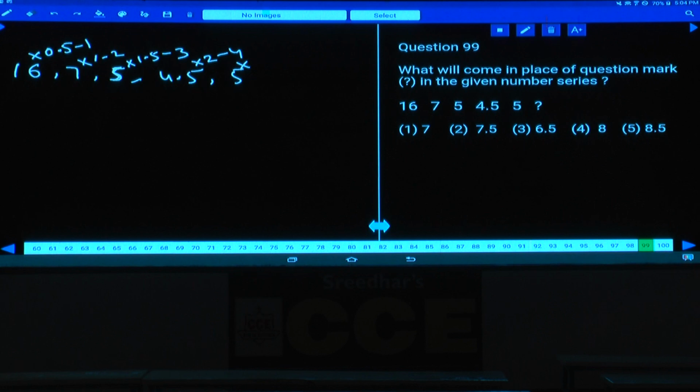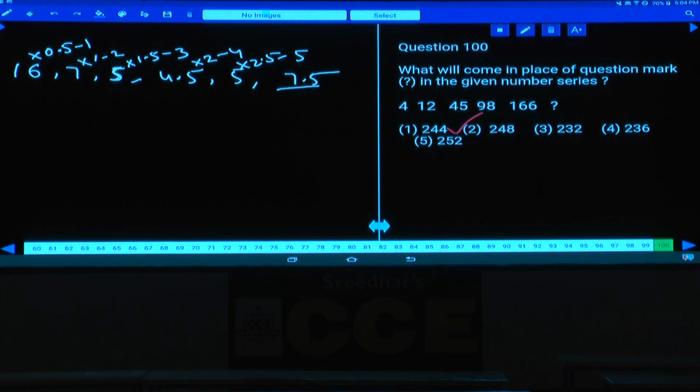Next 5 into 2.5 minus 5. Tell me what is 5 into 2.5 minus 5? 5 into 2.5 is 12.5 minus 5 is 7.5. 7.5, and it is given in choice 2. 99, choice 2 is the answer. The next one. Next question number 100.